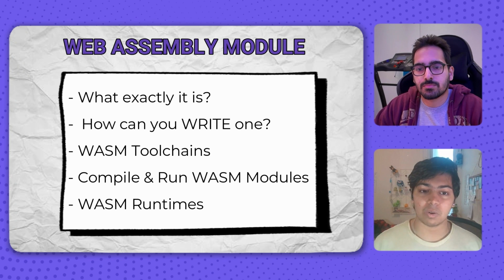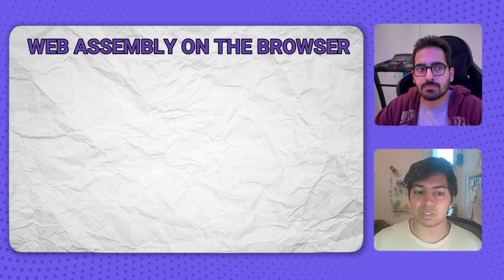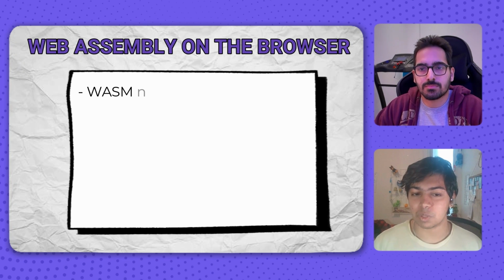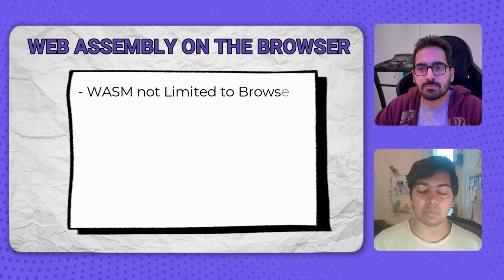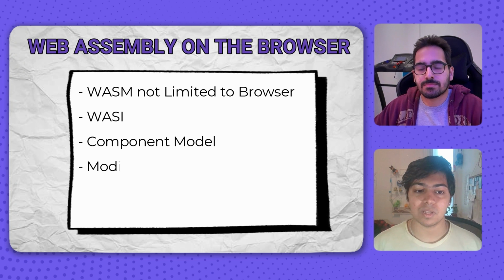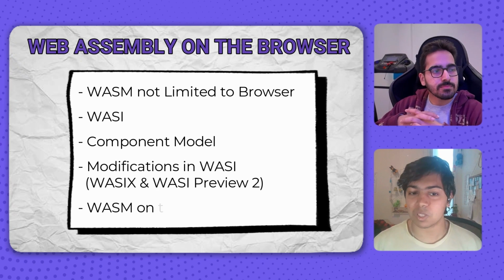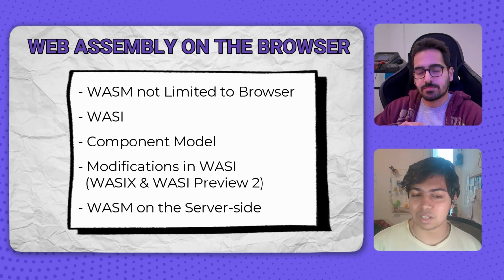We also talked about how runtimes run these WebAssembly modules and exactly what goes into running them. We then talked about Wasm on the browser, mainly to set up for how WebAssembly is not only limited to the browser, even though it was built for the browser. So we talked about WASI, the WebAssembly System Interface, the component model, and different modifications to WASI that have come in recently. We talked about WASIX, we talked about WASI Preview 2, and how you can start using them.